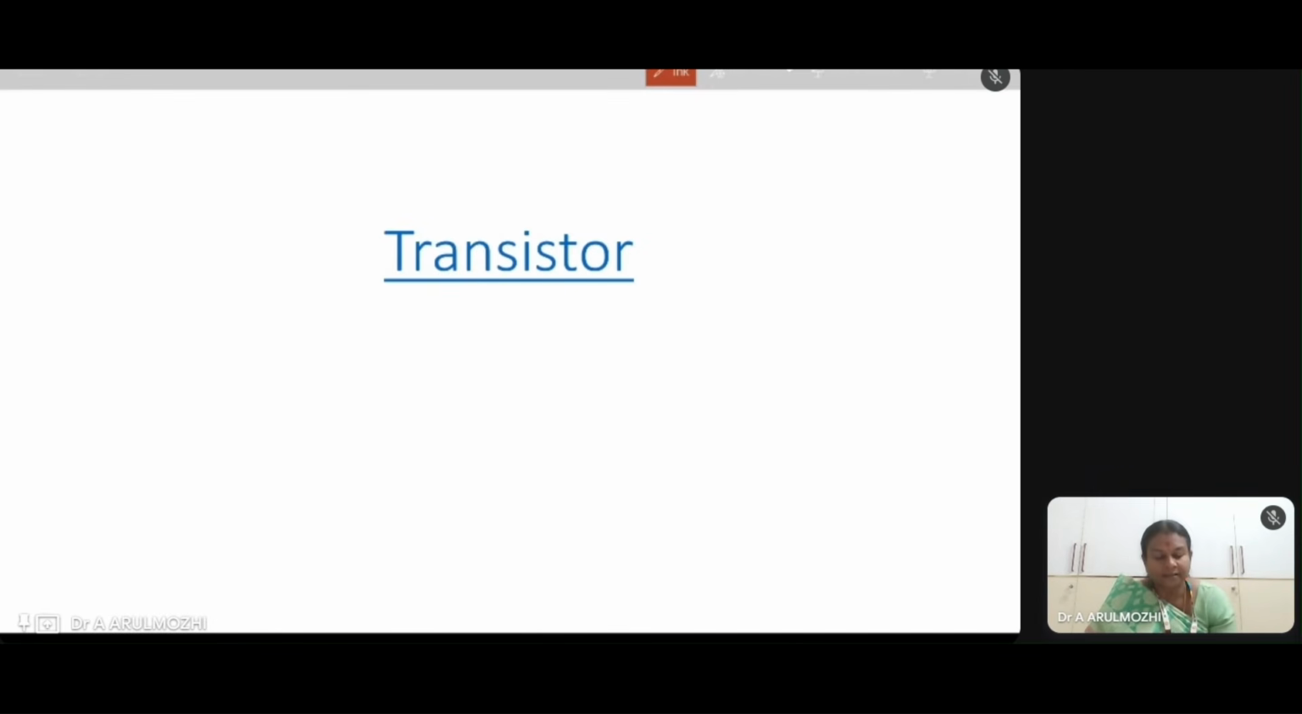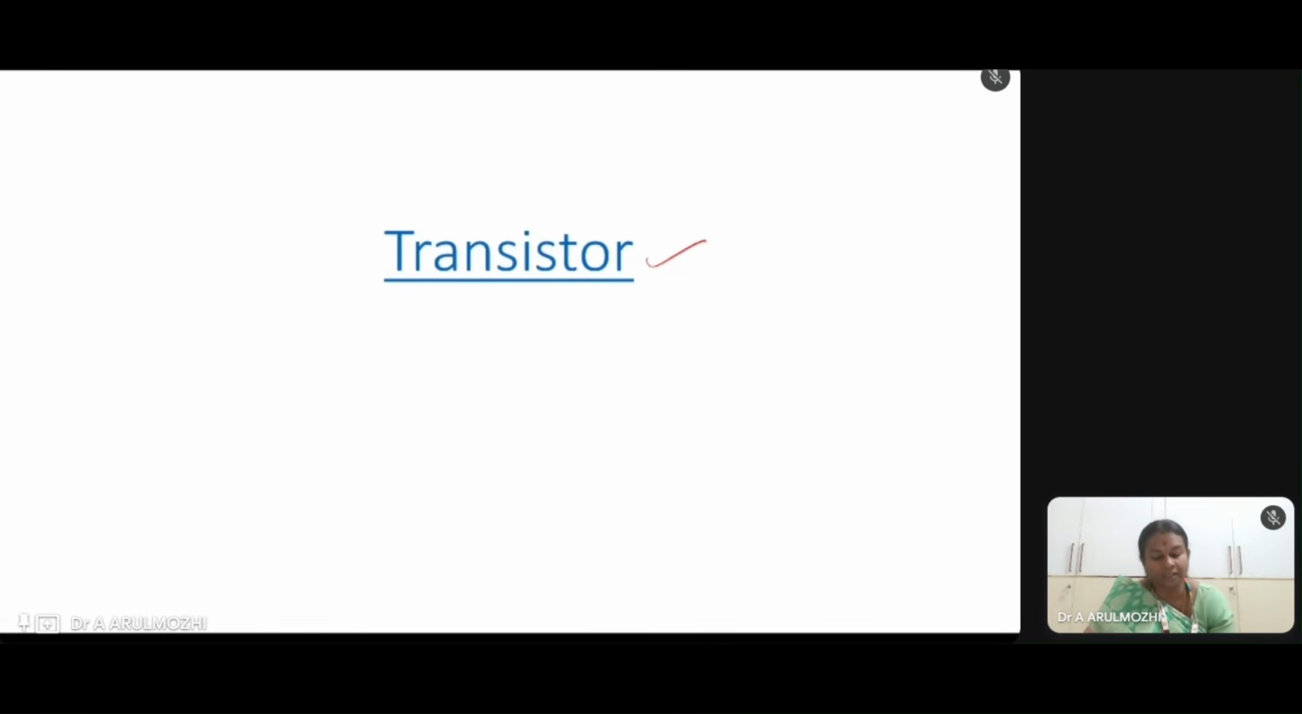Good evening, students. Today we are going to see transistors. So generally, transistors play a very vital role in our day-to-day life. Mainly, transistors are used in our mobile phones, TV, and in addition to this, microchips and integrated circuits. So many applications we have in our day-to-day life.